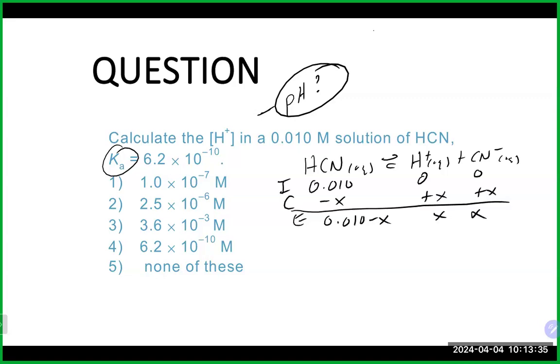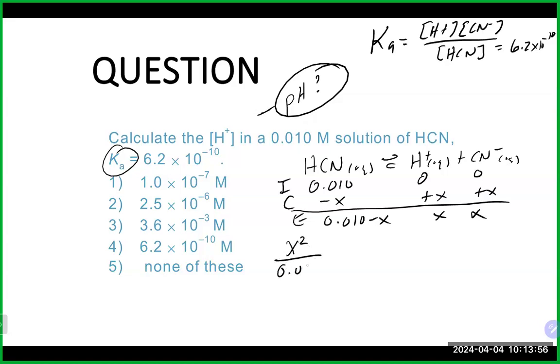We write our Ka expression here. It would be, once again, like normal, our products over our reactants. And that will equal our Ka value there, 6.2 times 10 to the minus 10. And now we can put all our values in. So we'll go x squared divided by 0.01 minus x equals 6.2 times 10 to the minus 10.